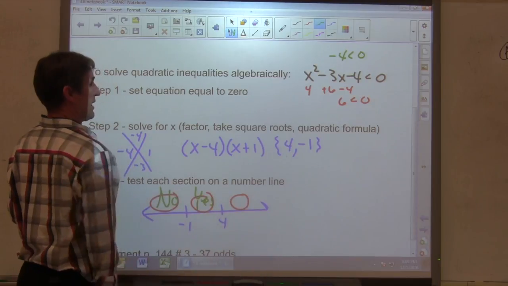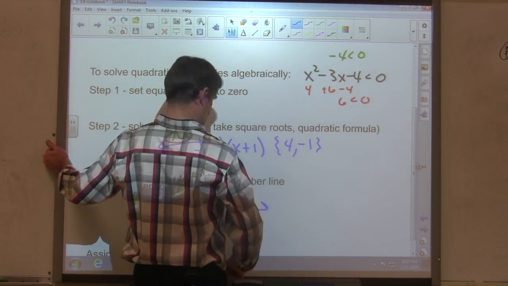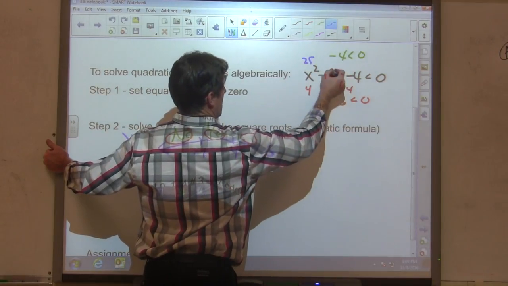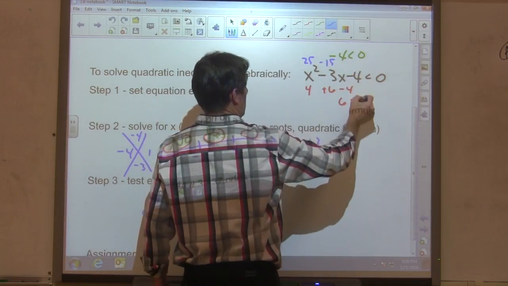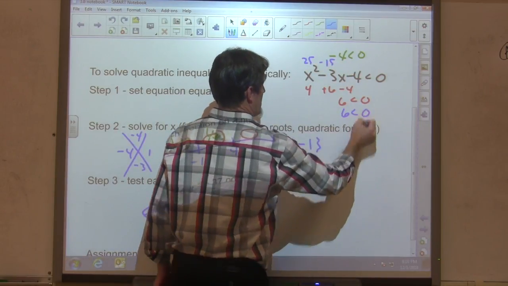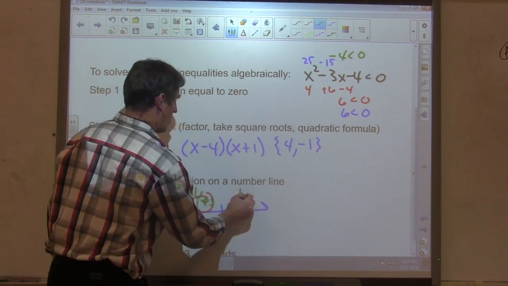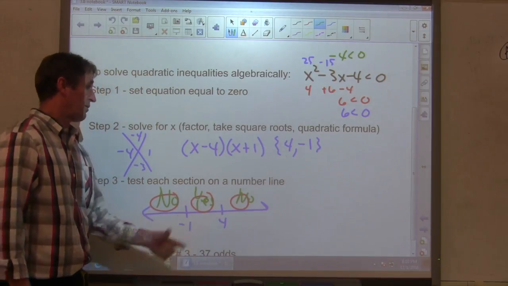And then I try a number bigger than 4. Let's say 5. 5 squared would be 25. 3 times 5 is 15. 25 minus 15 is 10. 10 minus 4 is 6. So again, we get 6 is less than 0, which is not true. So that's no. And so that means the only area that works is between negative 1 and 4.